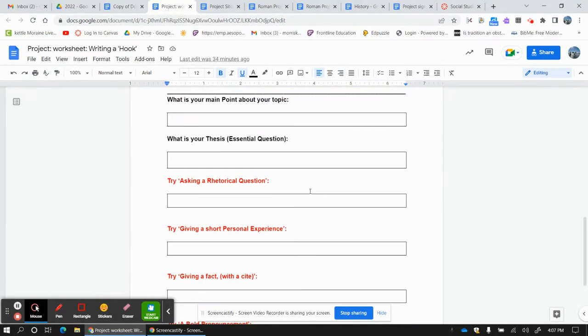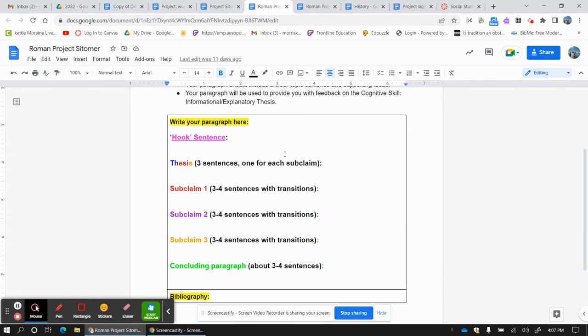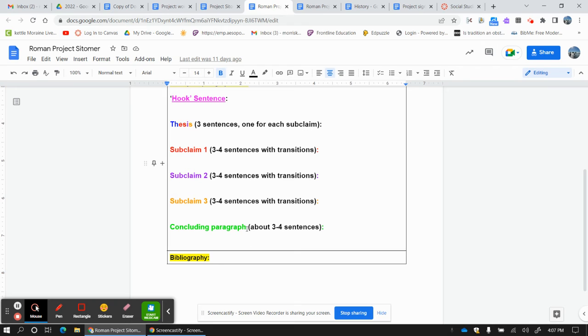You're going to go down here, and you and Alan and Doug, my partners, we're going to write it down here, and we're going to show Mr. Morris. And then we're going to put it all together on our Sitomer. Our hook is going to go here. Our thesis sentences are going to go here. Notice how I have different colors for each thesis type. My subclaim paragraphs with transitions, my subclaim paragraph with transitions, my subclaim paragraph with transitions, and finally, my concluding paragraph that wraps up each paragraph of my body in 1 or less sentences. And don't forget your bibliography.